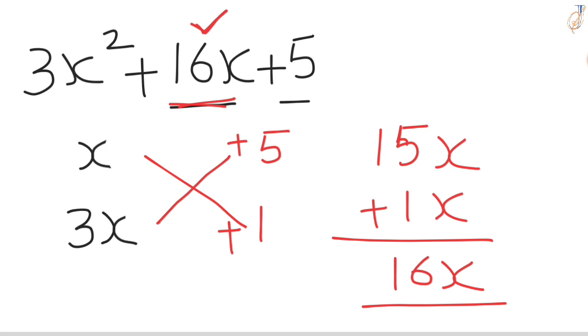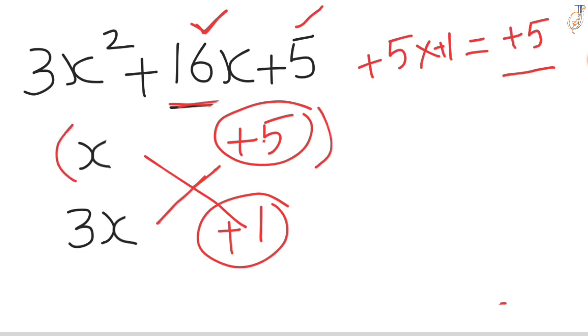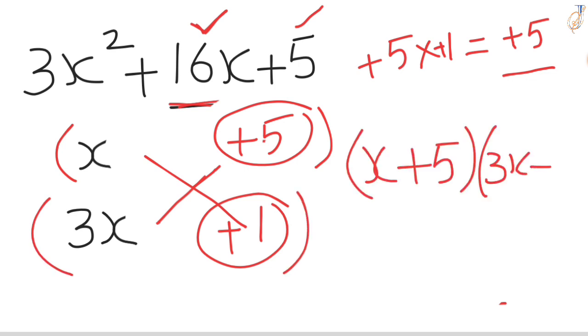Let's check the second condition. Multiply the factors. These two are the factors. Multiply these two factors. 5 times 1, which is plus 5 times plus 1, which is plus 5. It is the same as your constant. Our second condition is also satisfied. So our factors are x plus 5, 3x plus 1.